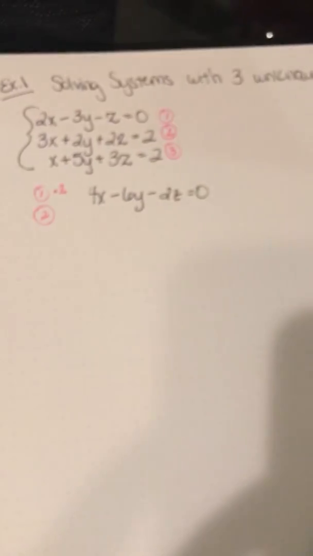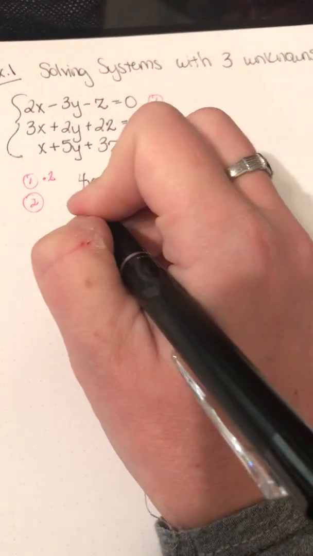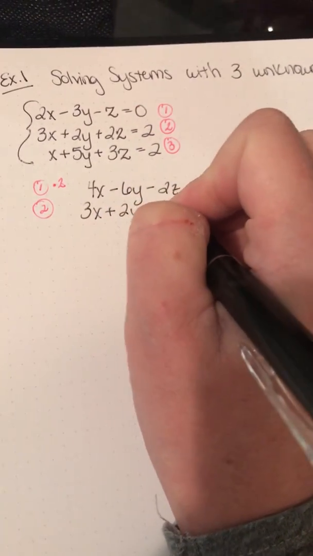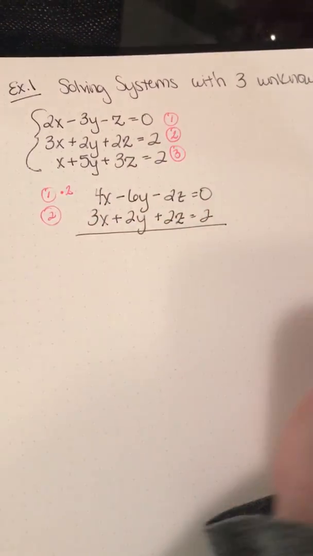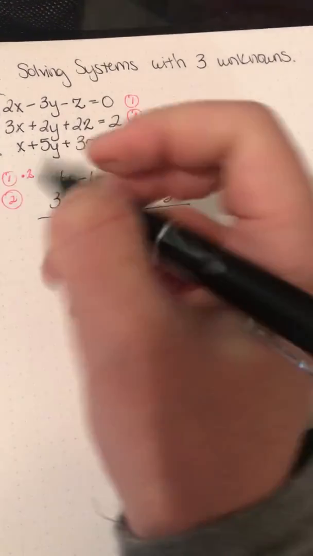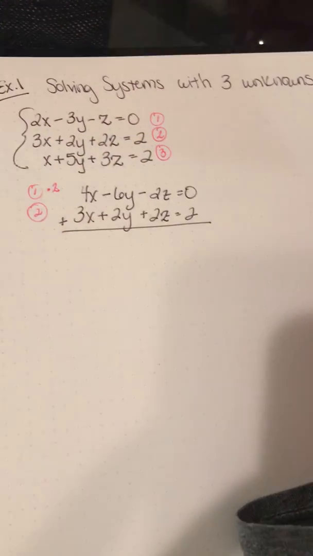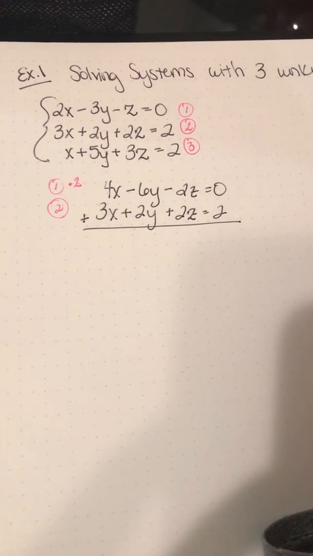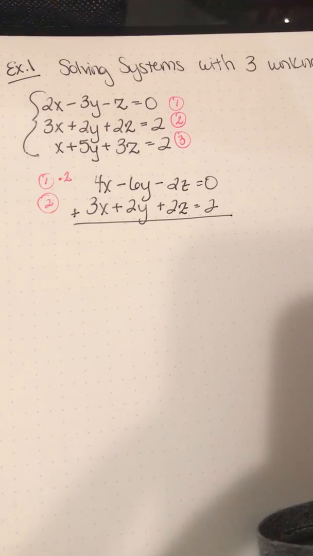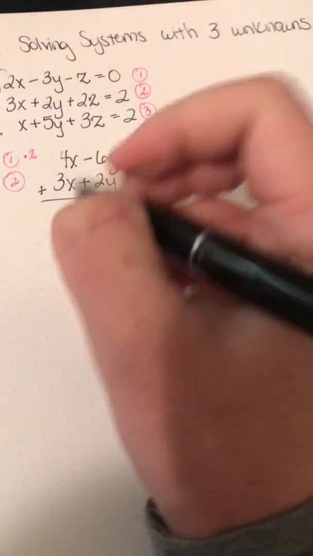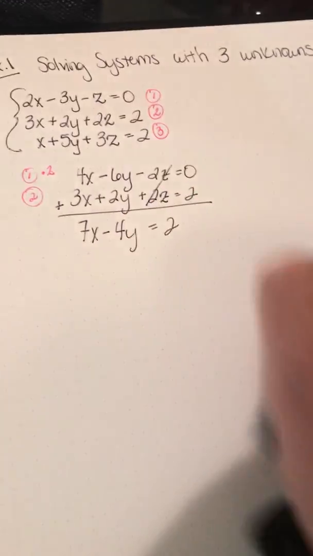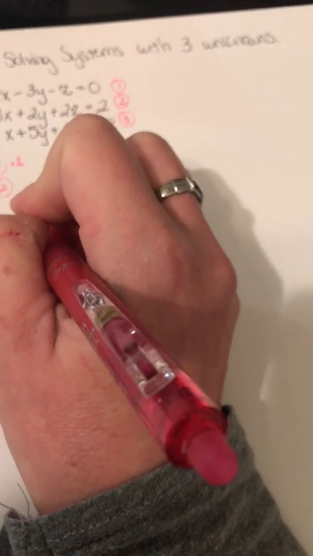And I'm going to add it to the second equation. Really important you write down the numbers, because you don't want to duplicate, and you'll see what I mean in a second. So 3x plus 2y plus 2z is equal to 2. Okay, we're using elimination. That's how I teach it. You're more than welcome to use substitution. I have just found in the past for myself and my students that elimination is a lot cleaner. When I add it, the z's go away. I get 7x minus 4y is equal to 2. This becomes equation number 5.